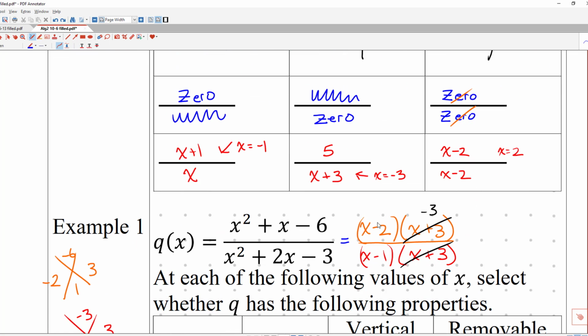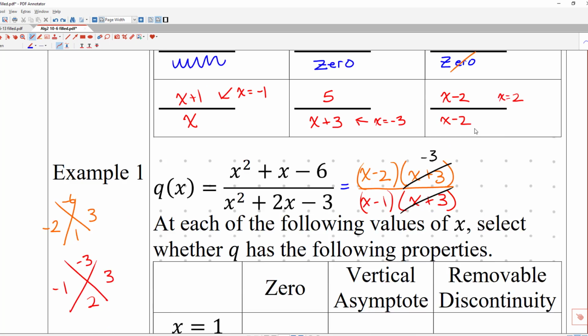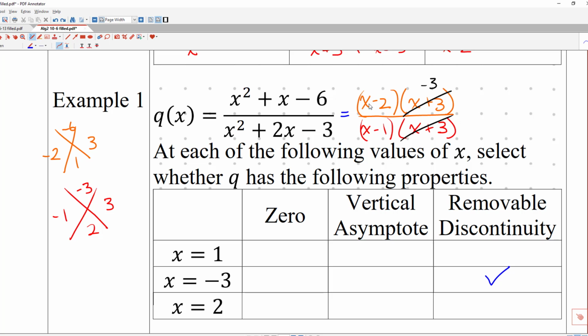So this linear factor is going to be a 0. This linear factor is going to give us our vertical asymptote. And sometimes you won't have all of them. This is a case where I showed all three just to test it out. So at 2, I'll have a 0. So give a check there. And at 1, I'll have a vertical asymptote, and I'm done.